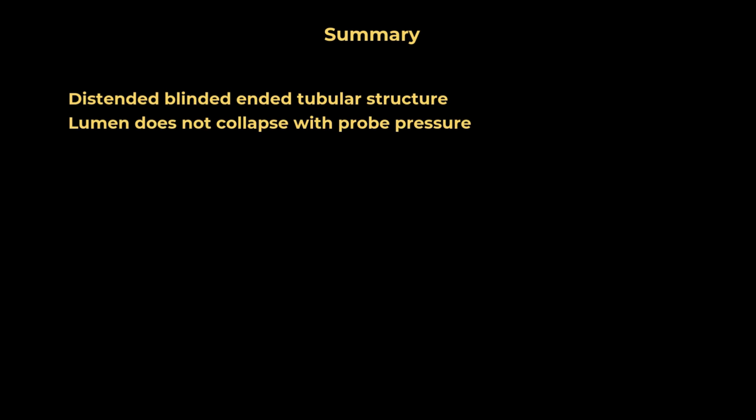Key features of appendicitis on ultrasound are a distended blind ended tubular structure, non-compressible. When pressure is applied with the probe, the lumen does not collapse. The outer to outer wall diameter is very important. A diameter greater than 6 mm is considered diagnostic for appendicitis. A diameter greater than 8 mm is more definitive.